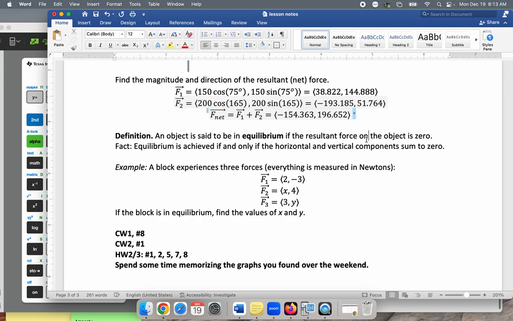And so even though there are different forces acting on the object, nevertheless, the object is in equilibrium, which means the net force is 0.